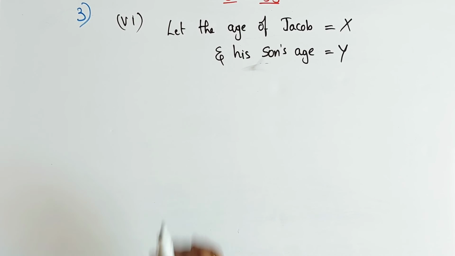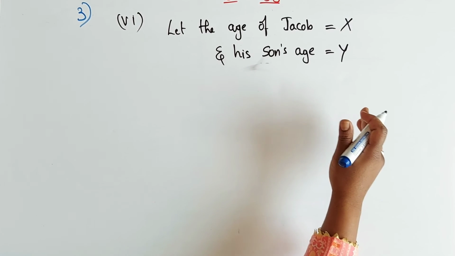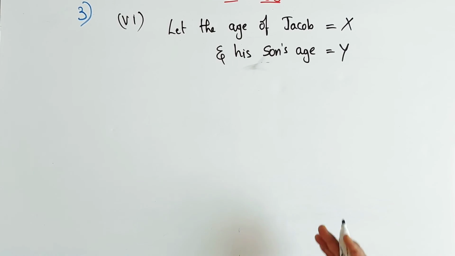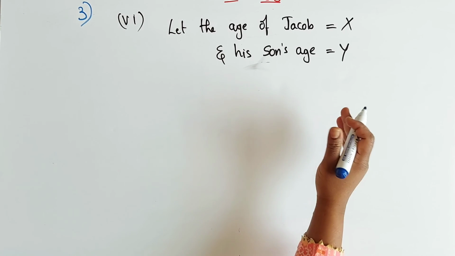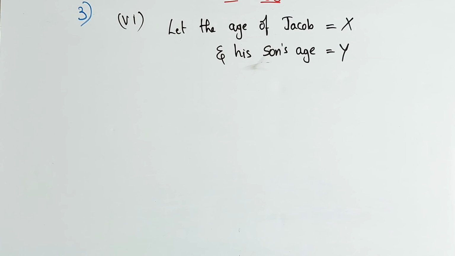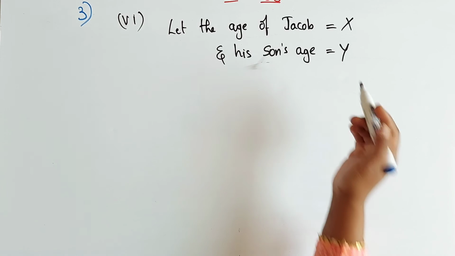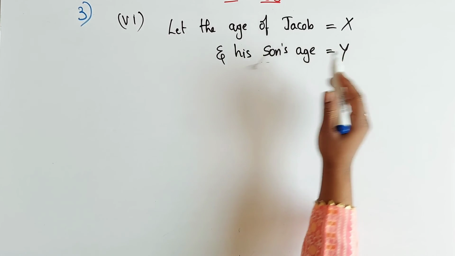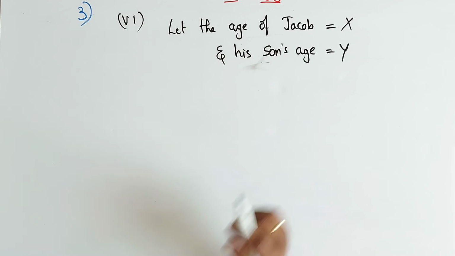Sixth one, children. 5 years hence, the age of Jacob will be 3 times that of his son. 5 years ago, Jacob's age was 7 times that of his son. What are their present ages? Let Jacob's age be x and his son's age be y, children. What is the first statement? 5 years hence, the age of Jacob will be 3 times that of his son.